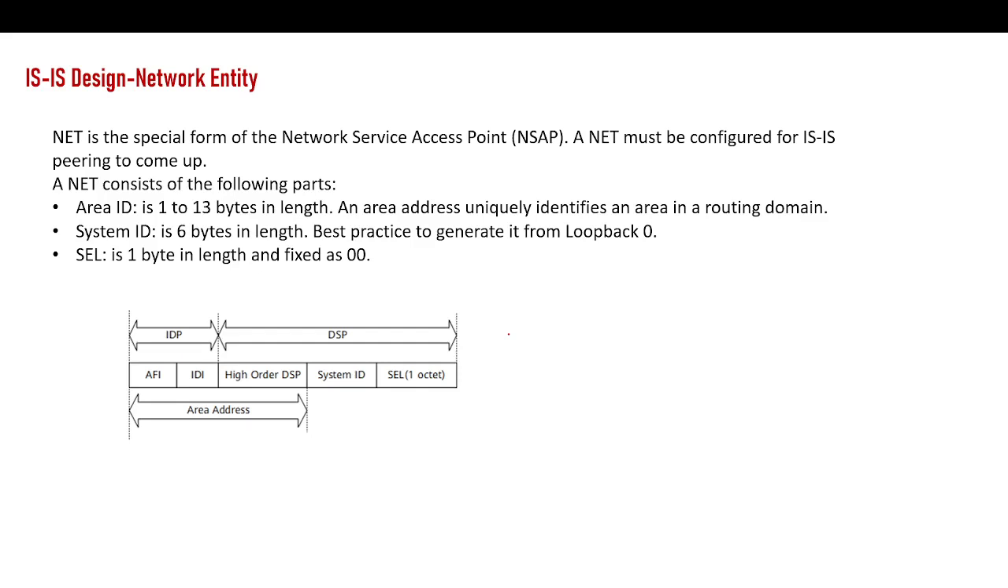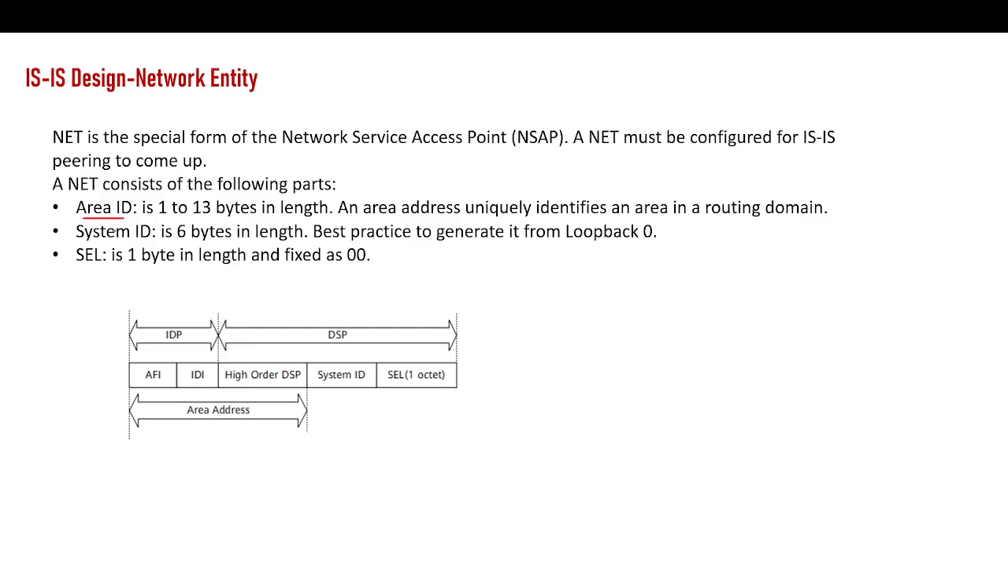I've mentioned the network entity. When you are configuring OSPF or ISIS on your network, there is always a unique identifier that is used to identify every node on the network. That is what we call the network entity. It is a special form of a network service access point, and it must be configured for the peering to come up.